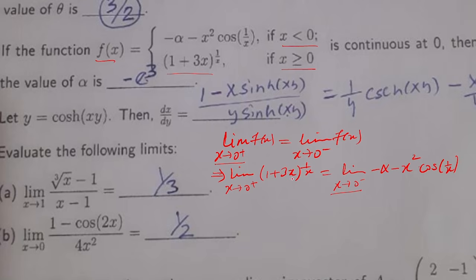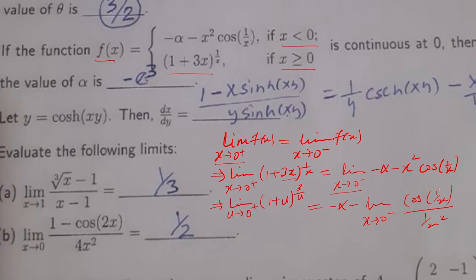Use substitution, substitute 3x by u. So this can be expressed as 1 plus u to the power of 1 over x. 3x is u means x is u over 3. So this can be 3 over u. As u approaches 0, when x goes to 0, 3x goes to 0. From the right, this is equal to the limit of this one, minus alpha minus the limit of cos 1 over x over 1 over x squared as x approaches 0 from the left.